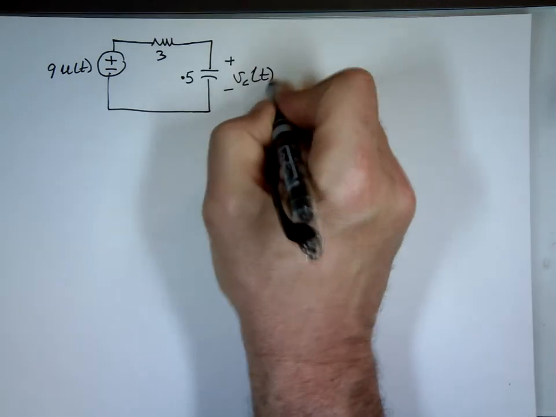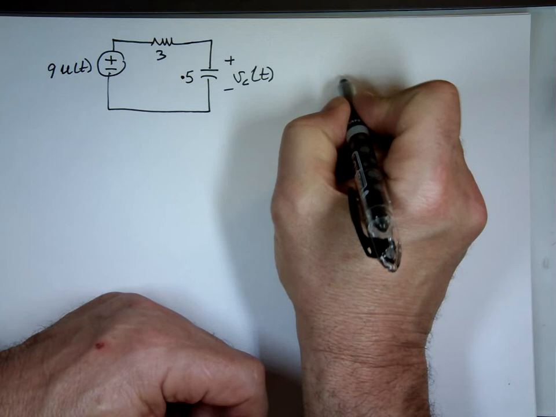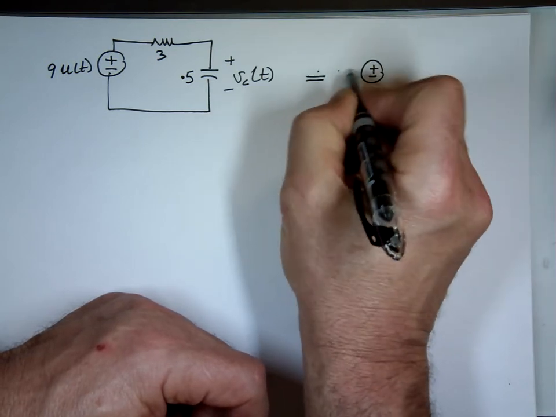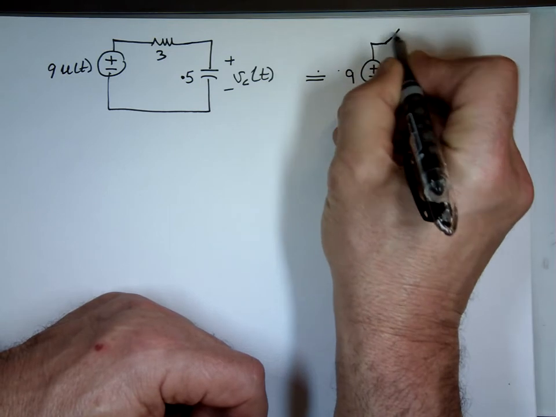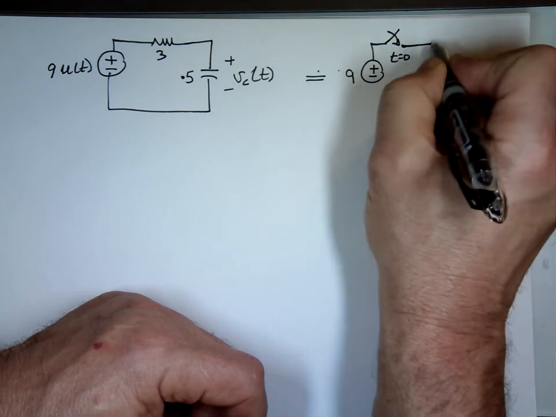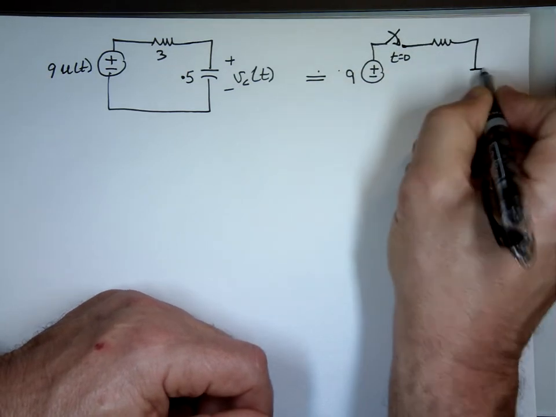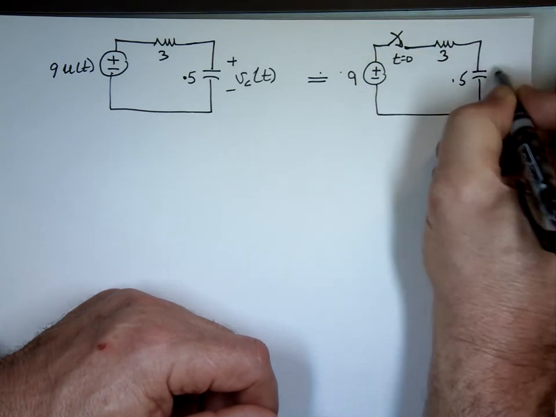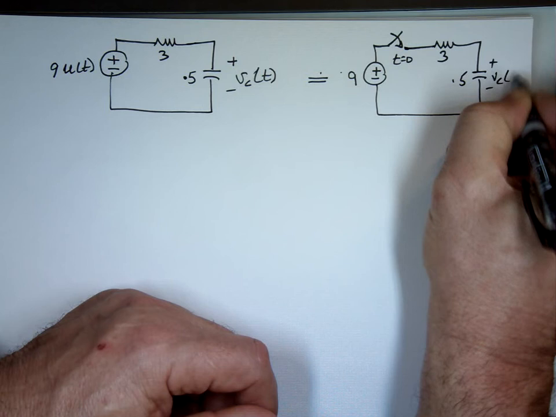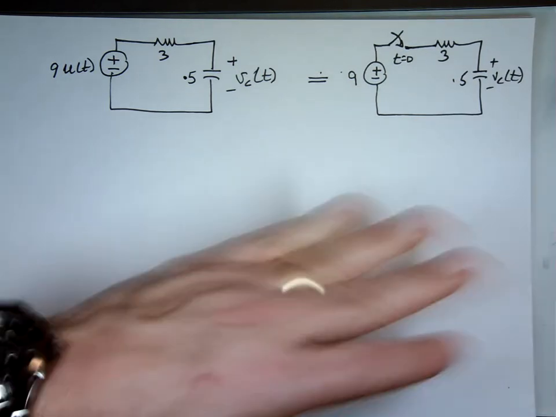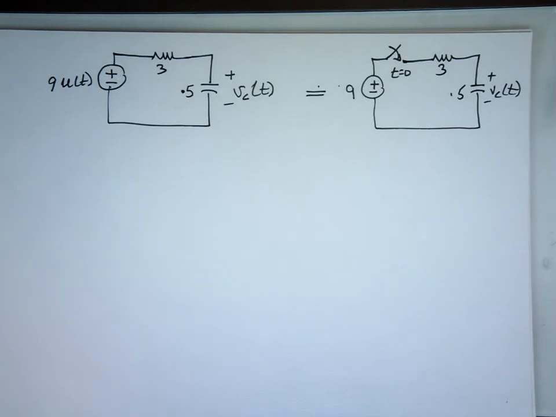Again, this circuit 9U sub T is equivalent to a voltage source of 9 volts, has a switch on it like this. The switch closed at T equals 0. Here's the 3, and there's the 0.5. Remember what 9U sub T means. You have 9 volts for T greater than 0. You have 0 for T less than 0.